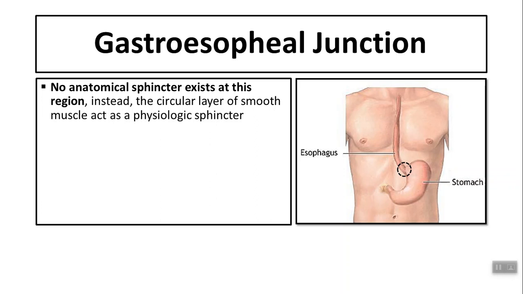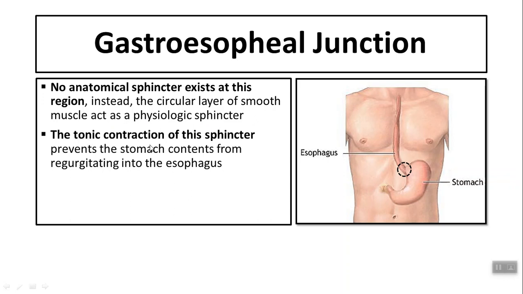Instead, there is a circular layer of smooth muscle that acts as a physiological sphincter. So there is no anatomical sphincter; instead, we have some sort of physiological sphincter. Why do we need a sphincter at this site? The tonic contraction of this sphincter will prevent the stomach content from regurgitation, from passing up into the esophagus.